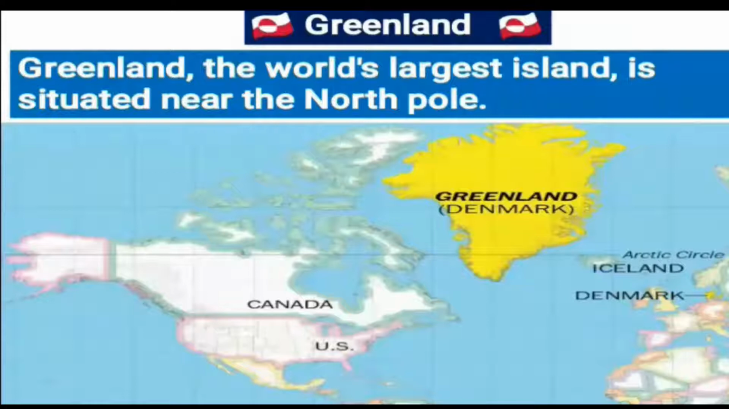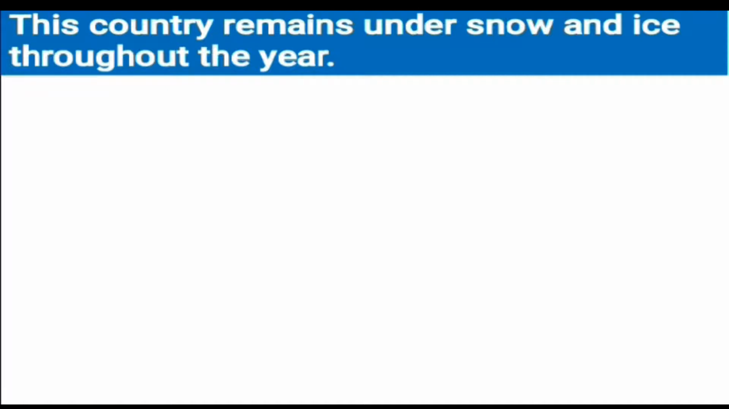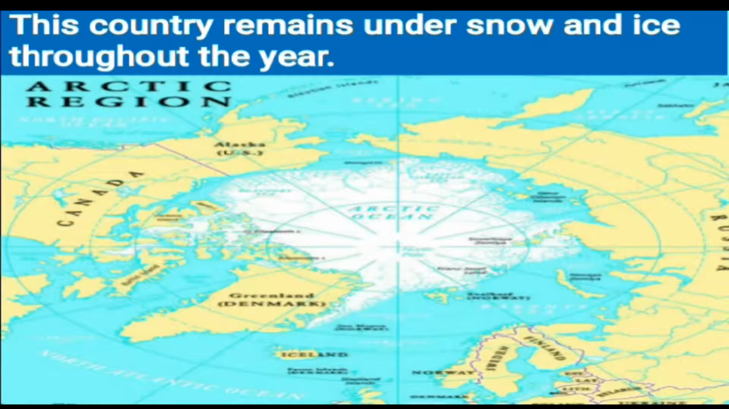Today we shall learn about Greenland. Greenland is the world's largest island and is situated near the North Pole. This is the Arctic Circle and this is the continent of North America, and to the northeast of North America, Greenland is located. This country remains under snow and ice throughout the year.